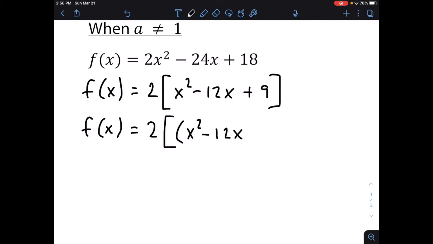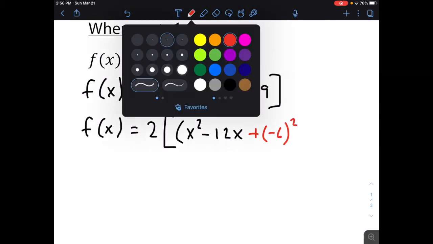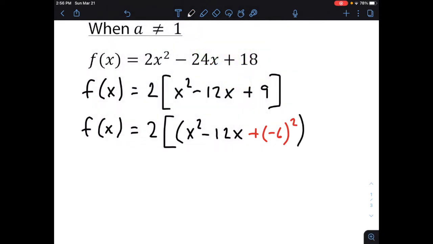All right, so now I need to add half of -12 squared to both sides. So I'm going to change colors again just because I can. So I'm going to add -6 squared. I need a parenthesis after that because remember I want to isolate that thing because you know where it's going. I'm going to turn it into a binomial squared.